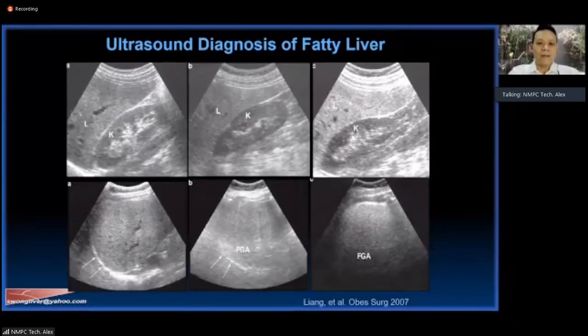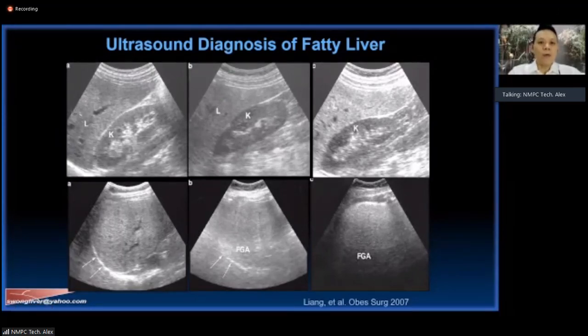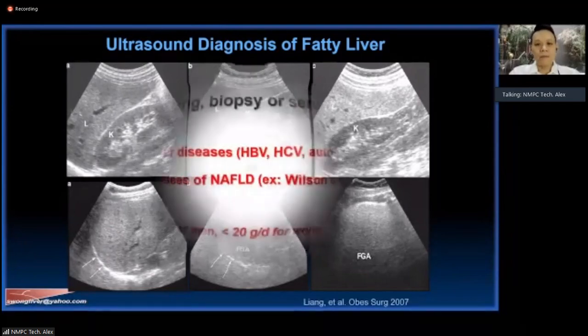However, it's not well regulated because it's affected also by the quality of your machine and sometimes the quality of the reader as well. So even though you will see sometimes in your ultrasound reports mild, moderate, or severe fatty liver, sometimes I take it with a grain of salt because it's not very accurate, not very reproducible as well.